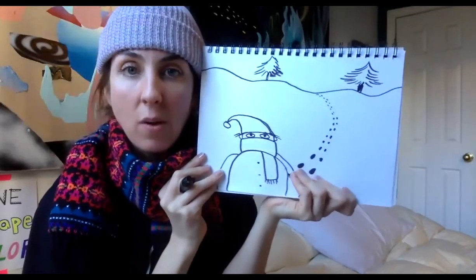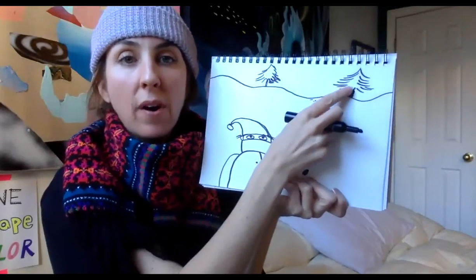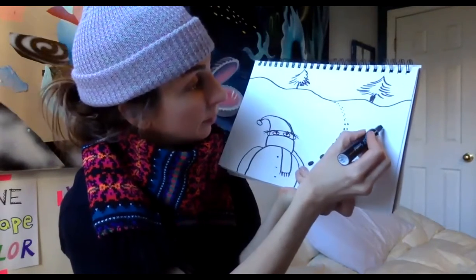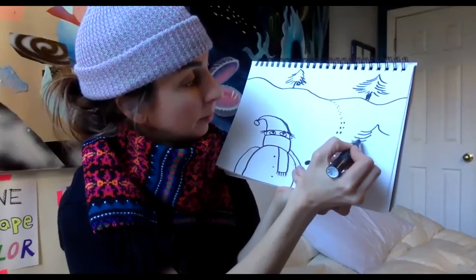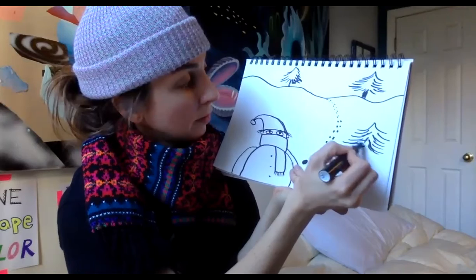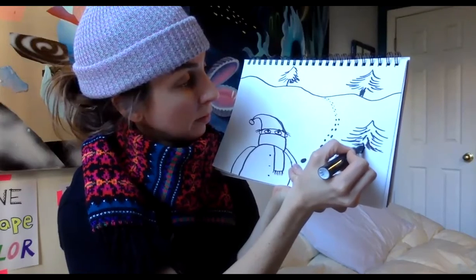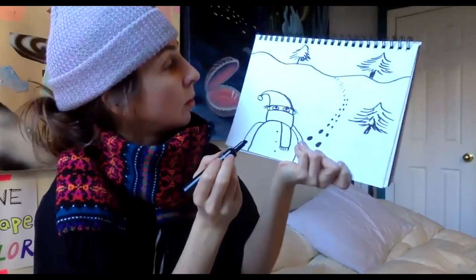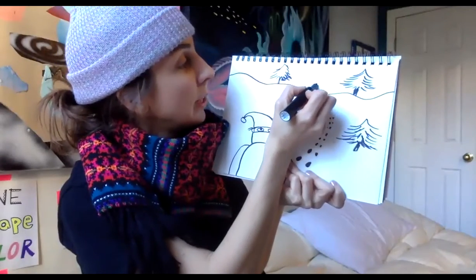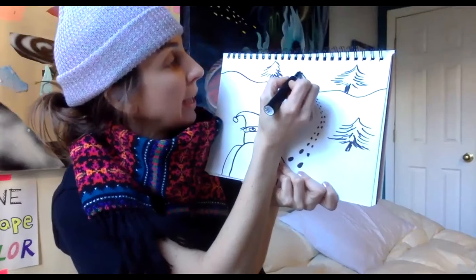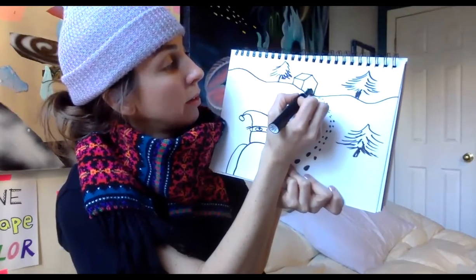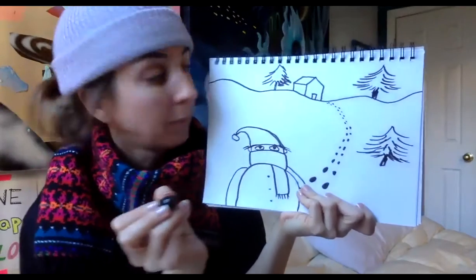Now, what would happen if I wanted to draw a tree that wasn't this far away? It was a little bit closer. I would draw it a little bit bigger than this one. All right. What else would I want to add? I could draw a house, a nice warm house, or a cabin. Use your imagination for this part.